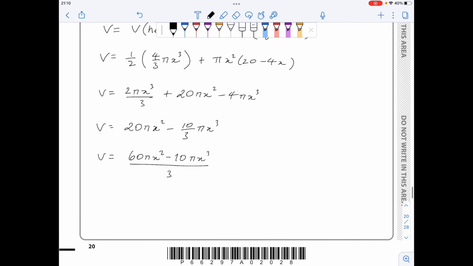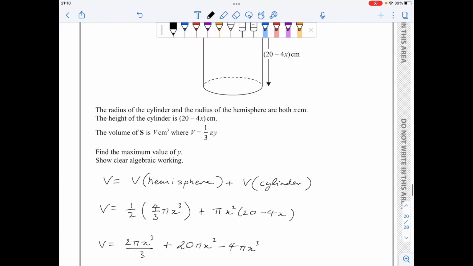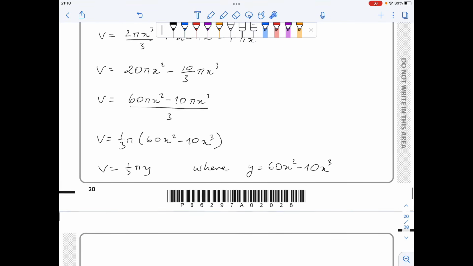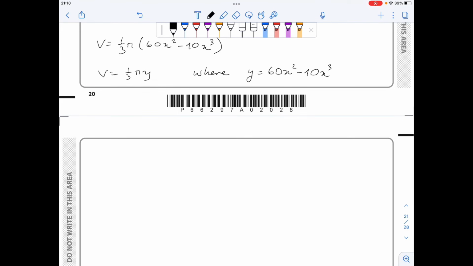And I can take out a common factor of 1 over 3 and a pi to get 60x squared minus 10x cubed. And this is equal to 1 over 3 pi y, where y is equal to 60x squared minus 10x to the power of 3. Now I need to find the maximum value of y, hence I will use differentiation.